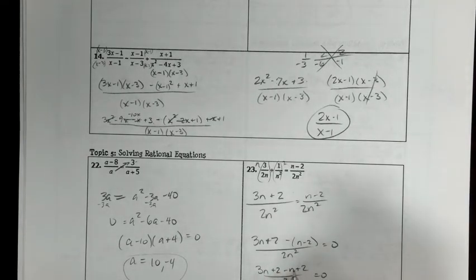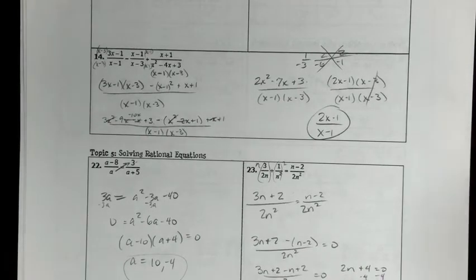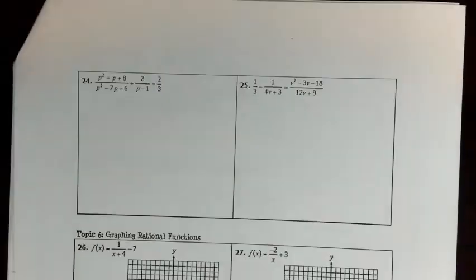Combine like terms here, so 3n minus n is going to give me a 2n plus 4. Now I can multiply this to the other side to get rid of my denominator, and that's going to still be 0. So 2n plus 4 equals 0. Let's solve for n. So subtract 4 on both sides. 2n equals negative 4. n equals negative 2. Alright, moving right along.